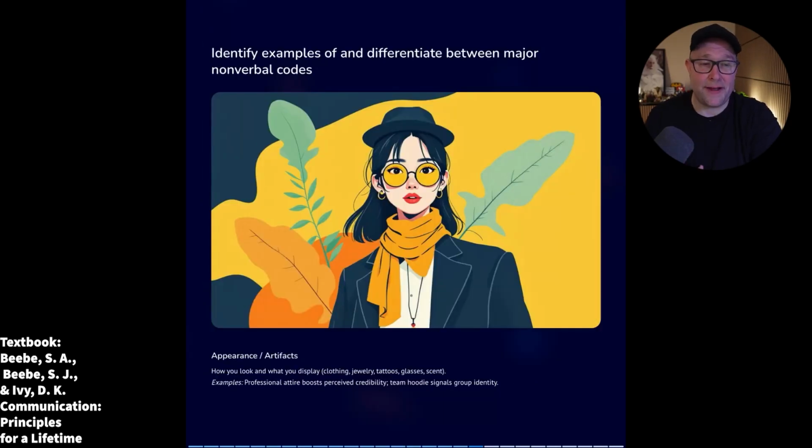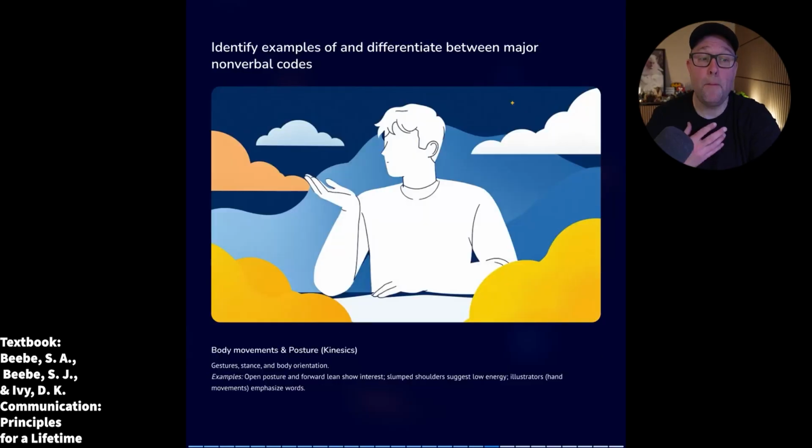Appearance or artifacts include how you look and what you display. Clothing, jewelry, tattoos, glasses, and scent. Professional attire boosts perceived credibility. A team hoodie could signal group identity. Body movements and posture are also called kinesics. There's the gestures, stance, and body orientation. For example, open posture and forward lean show interest. Slumped shoulders suggest low energy. Illustrators or hand movements could emphasize words.